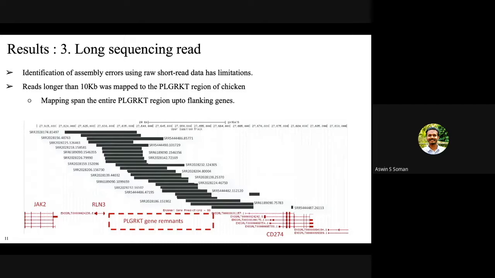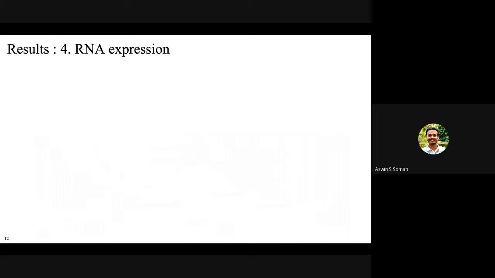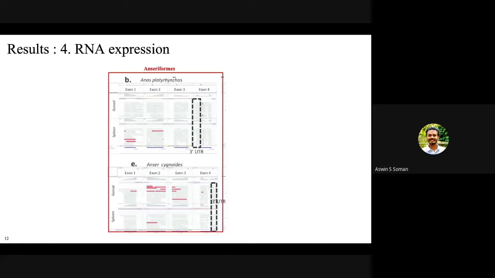Now, as we know that such large disruptions occurred in the chicken PLGRKT gene, to confirm that it is actually gene loss, the next step is to check whether the gene is expressed or not. Spleen and gonads are the two tissues which showed high expression of PLGRKT in duck. Duck is an anseriform, which is the closest order to the galliforms, which contain chicken.